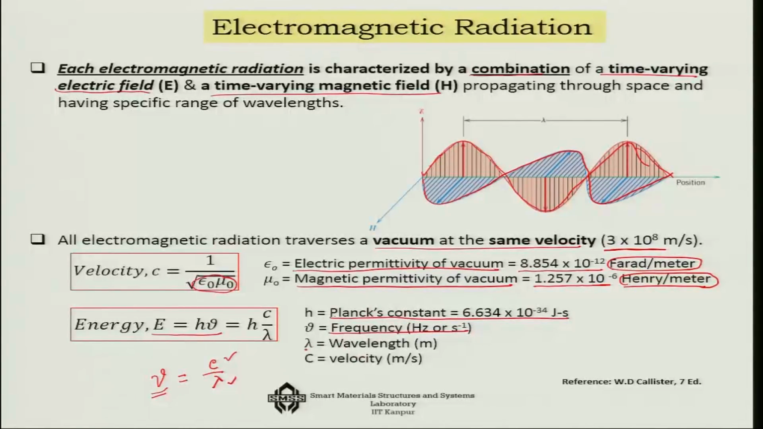Wavelength we usually measure in meter and velocity in meter per second. So these are the very basic fundamental things that we have to keep in our mind corresponding to the electromagnetic waves.